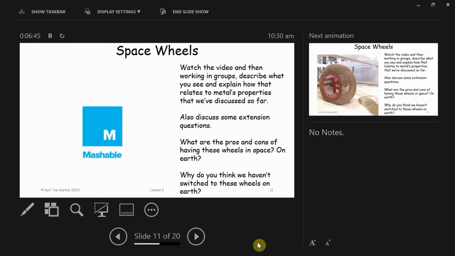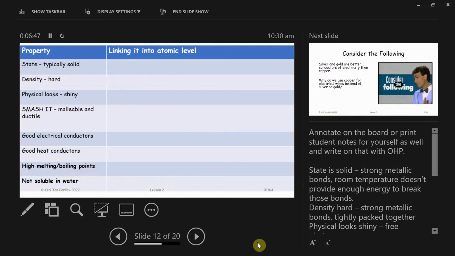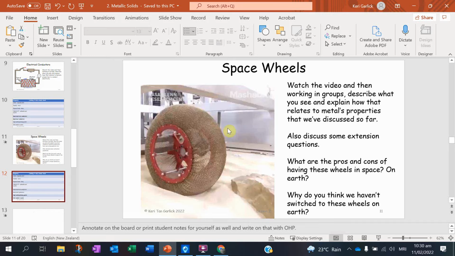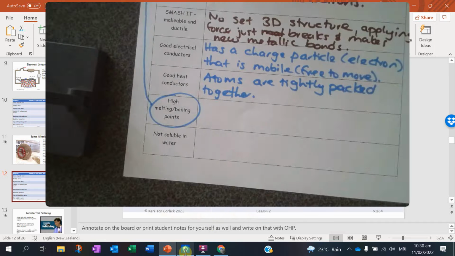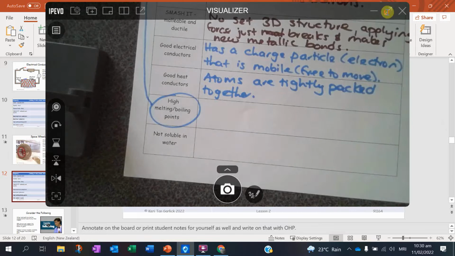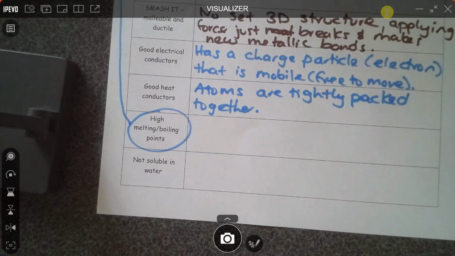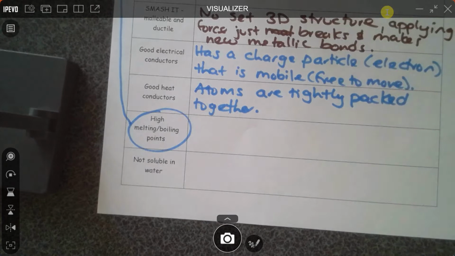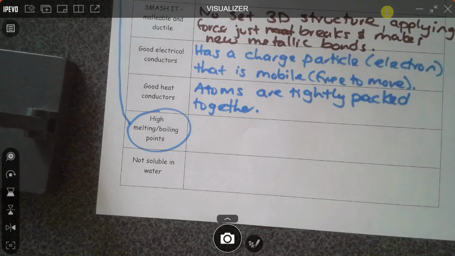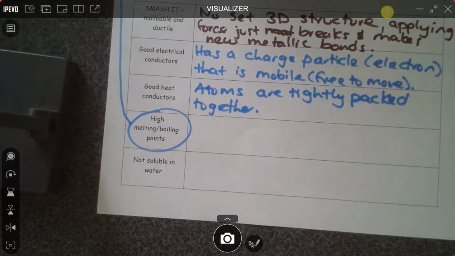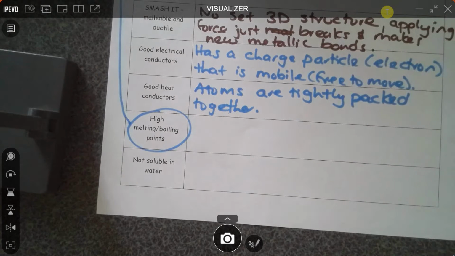All right, what else have I got? Saw that one. Consider the following question. Solubility. Basically, can it dissolve into water? Can we dissolve metals? No. So why is that? Why can we dissolve salts, like table salt, but not metal?